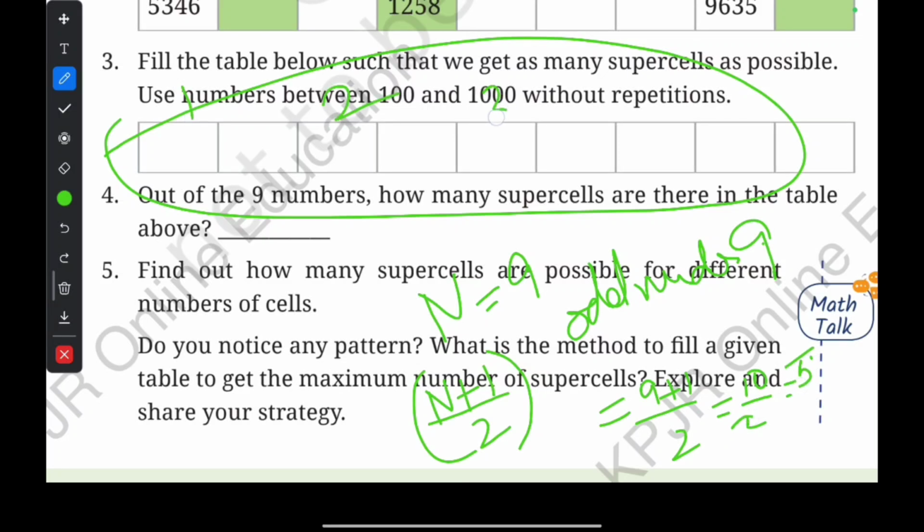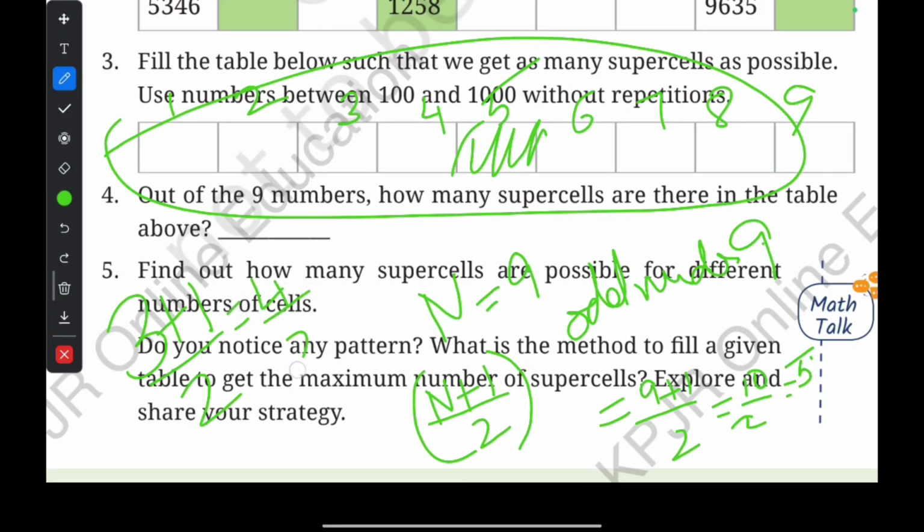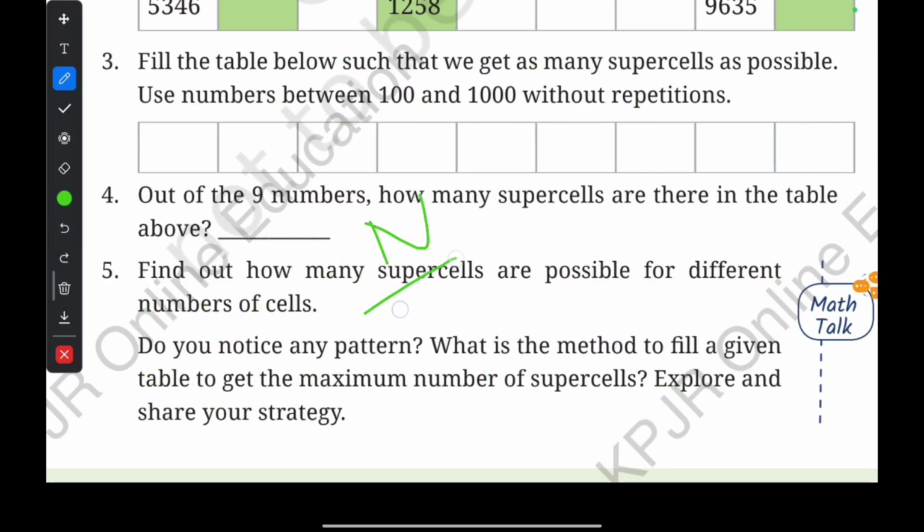So the fifth number will be the supercell: 1, 2, 3, 4, 5, 6, 7, 8, 9. The fifth cell is our supercell. Suppose we apply n as 3 cells: (3+1)/2 is 4/2, which is nothing but 2 cells. Like that we have to find how many cells. Suppose it is even, then it is n/2.